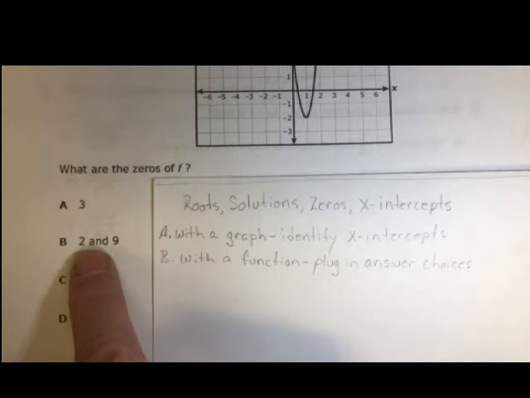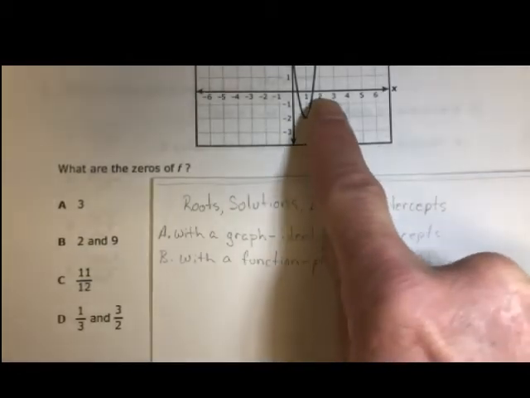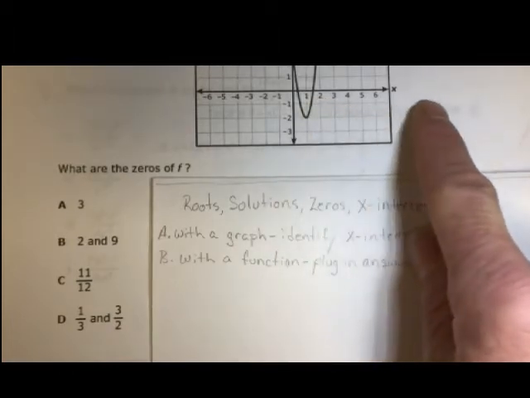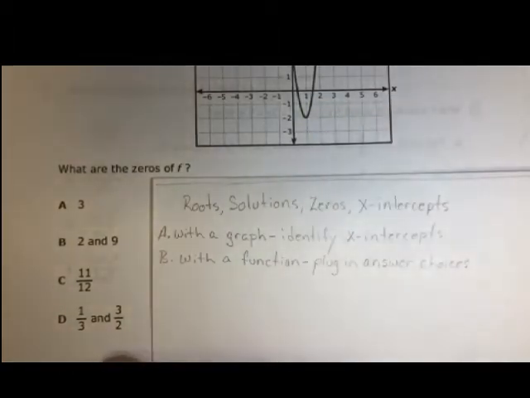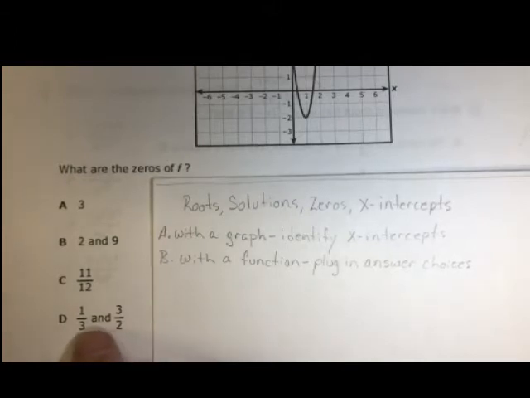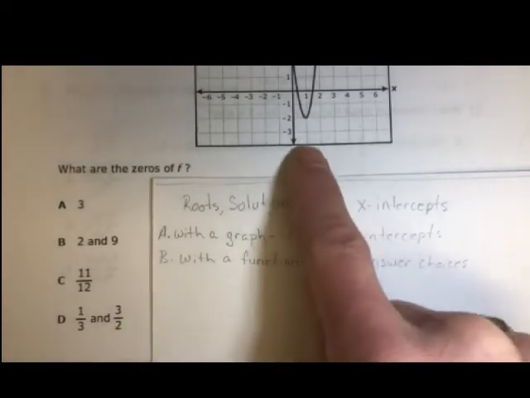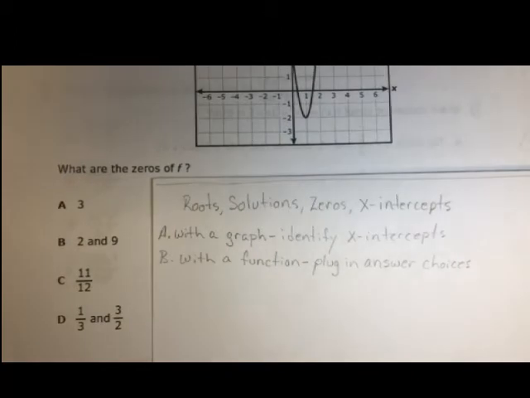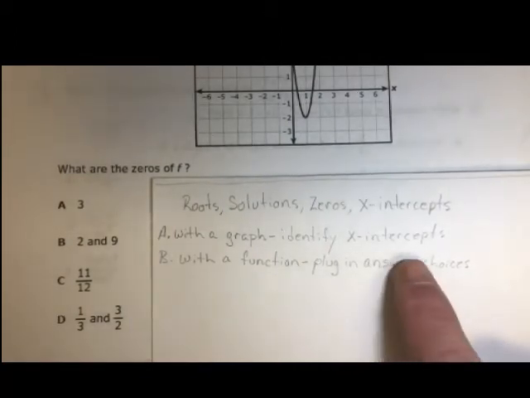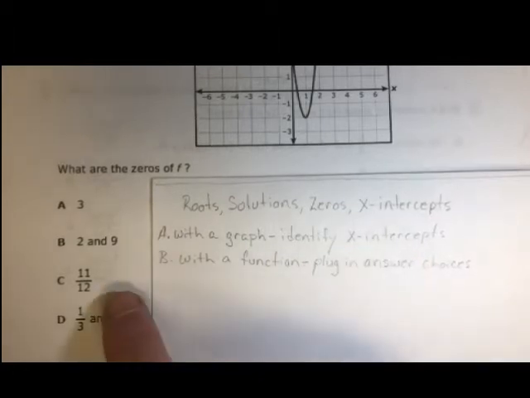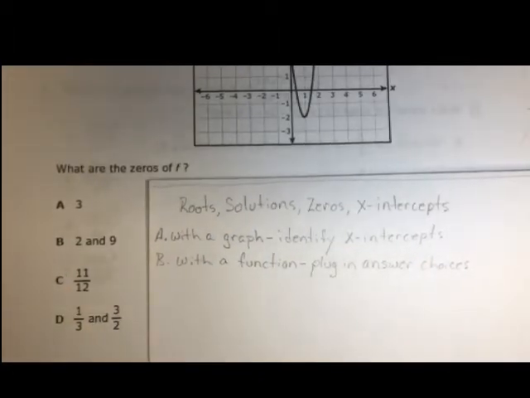Answer choice B says 2 and 9, and this obviously does not cross at 2, nor does it cross at 9. So the correct answer is D, 1/3, which is between 0 and 1, and 3/2, which is 1 1/2, which matches what the graph says. So with the graph, it's just a look and see. Identify the x-intercepts, match them to your answer choices.